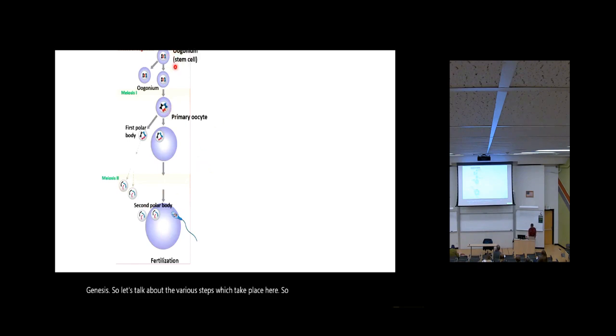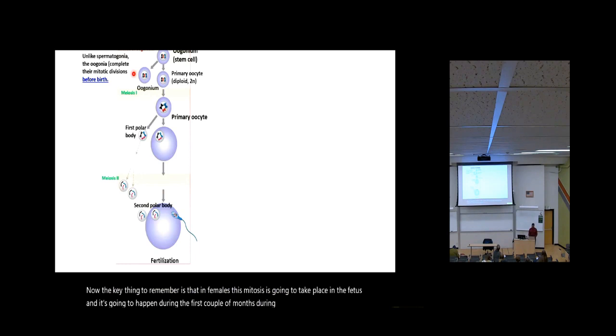So we find that the oogonium, or the stem cell which leads to formation of the egg, is going to undergo mitosis, and you have 2 primary oocytes being formed. Now the key thing to remember is that in females, this mitosis is going to take place in the fetus, and it's going to happen during the first couple of months during the fetal development, right? And then by the time you reach around the 3rd to 7th month, only some of these primary oocytes are going to undergo meiosis 1.